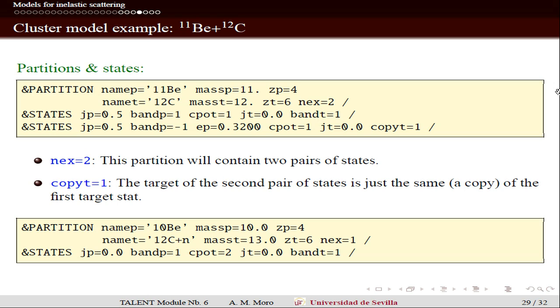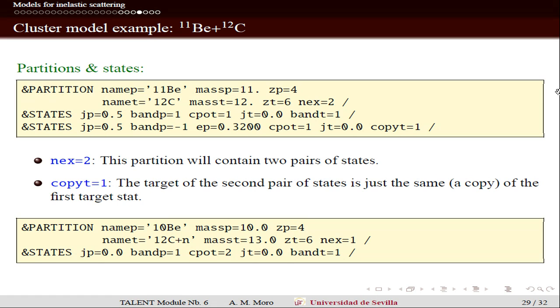And then we have to define an auxiliary partition of this kind that is just to indicate who is our core. So beryllium-10 is the core. So this partition is defined as if you were doing a kind of transfer calculation, removing this neutron from here, transferring it to the carbon, even if we are not going to do transfer. That is why I say that it is not very intuitive, but imagine that you are doing a transfer calculation. So this neutron would go to carbon-12 to form carbon-12 plus neutron. But the important thing here is that we are telling Fresco that our core is a beryllium-10.